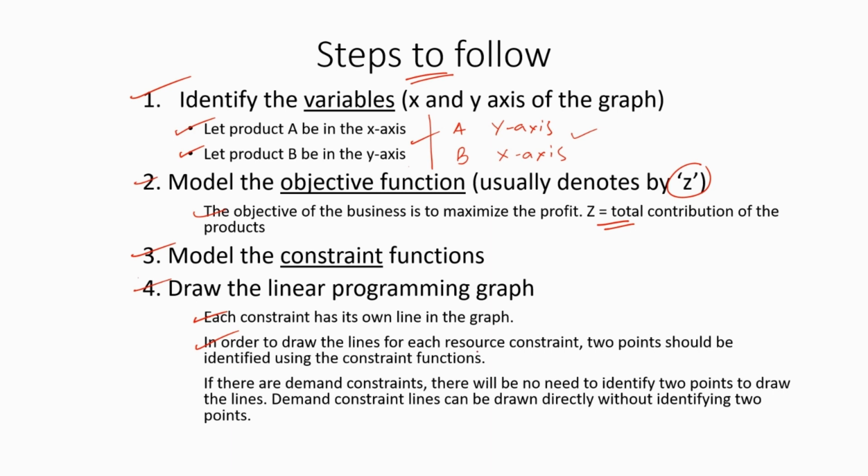Remember that we only have to identify 2 points when the constraint is a resource constraint. If the constraint is a demand constraint, there will be no need to identify 2 points to draw the lines. Demand constraint lines can be drawn directly without identifying 2 points. When we do an example, you will understand these points.